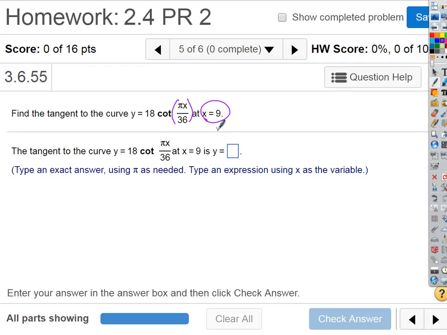Our point is x equals 9. How do I find y? Plug it in, right? To the original function and find y. Then I've got a point and a slope, and they're ugly potentially.